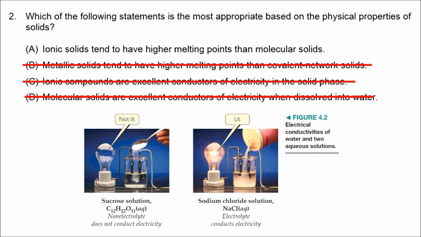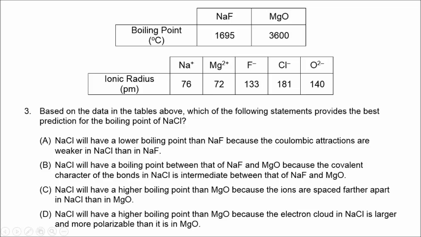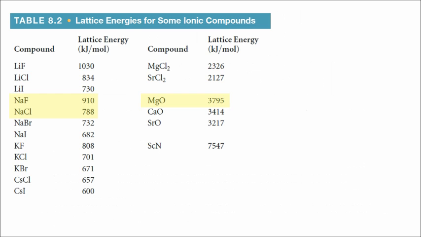Ionic solids, which have strong ionic bonds, tend to have higher melting points than molecular solids, which have weak intermolecular forces. Number 3 requires us to think about Coulomb's law, which has to do with the attraction between charged particles. So we already know that magnesium oxide has a higher boiling point than sodium fluoride. And you know that because of Coulomb's law.